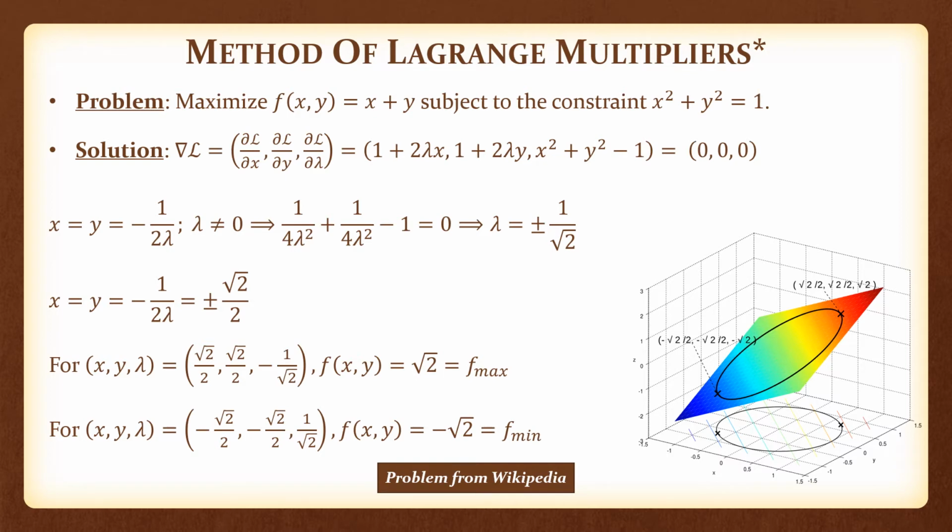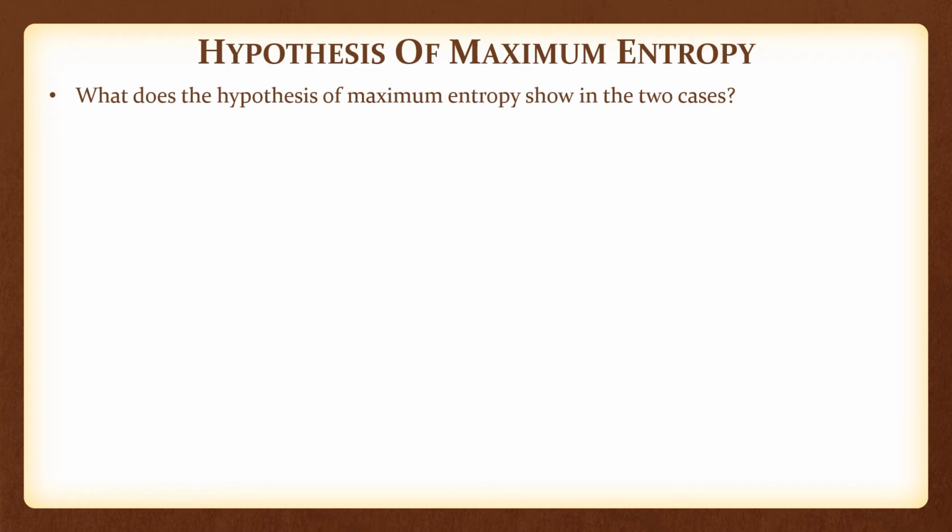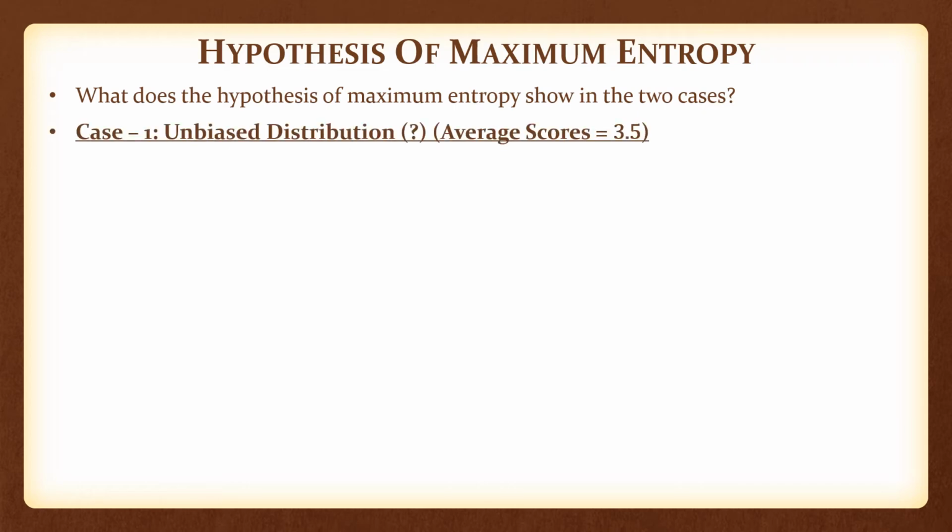So now come back to the hypothesis of maximum entropy. What is the hypothesis of maximum entropy shown in the two cases that we were looking at? First, let us look at the case of unbiased distribution, where the average score is 3.5. Remember, once again, to refresh your memory, we've been on a bit of a detour.